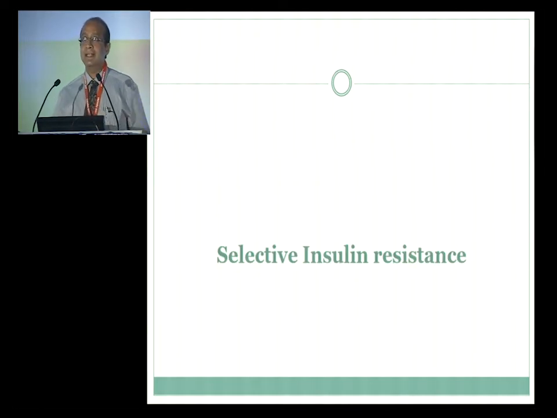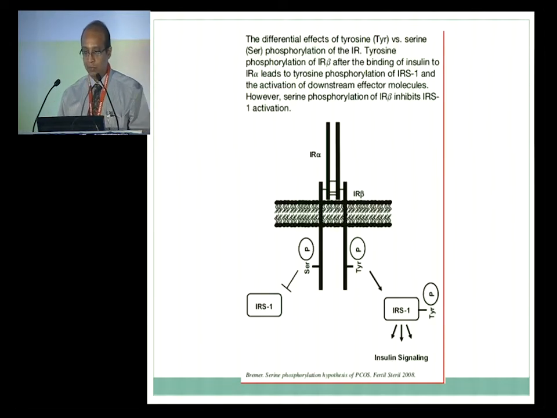Now we say insulin resistant, then why is it working more? So we call this a selective insulin resistance. Selective insulin resistance means it is not acting where it should have acted. The main action of insulin is glucose disposal. It is not acting there well, and it is acting at unwanted places. So normally you require that insulin signaling to happen, but that's not happening.